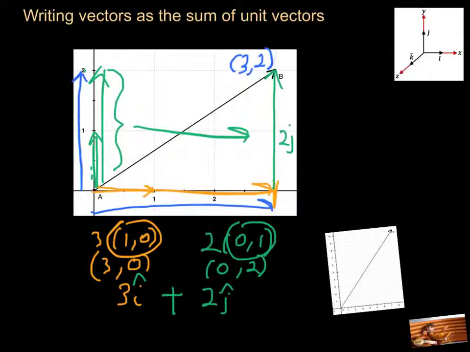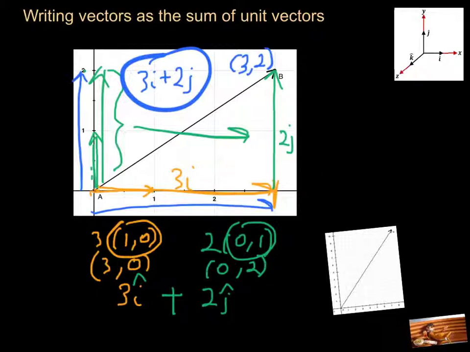And right over here, this one we said was 3i. So how do we add vectors? We go from the tail to the head, and then the tail to the head, and then the shortcut is the sum of those two vectors. So this one represented as the sum of unit vectors would be 3i plus 2j. There you have it.